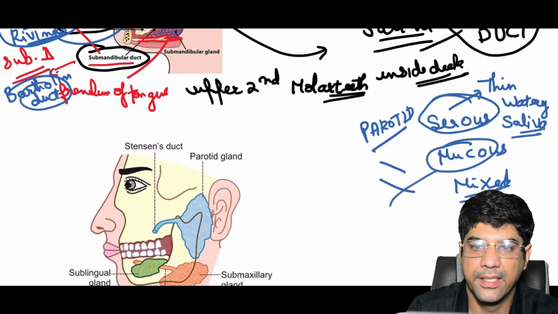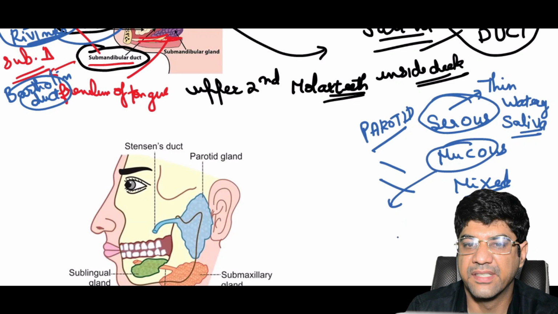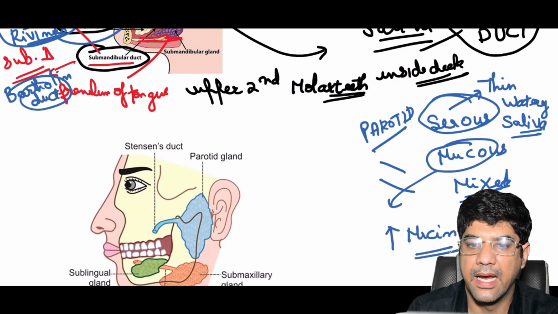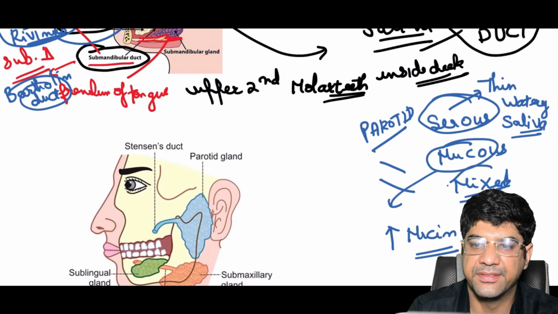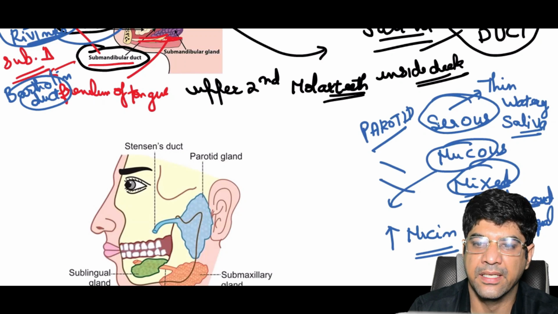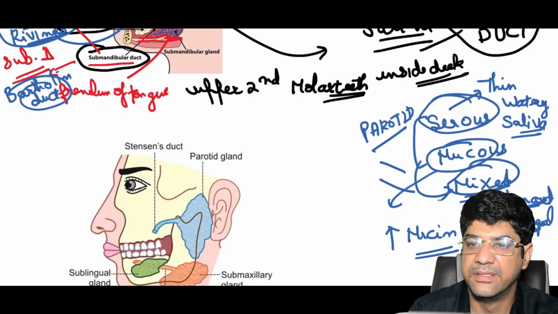The mucous glands secrete thick viscous saliva with high mucin. And mixed glands, like the submandibular and sublingual, have both serous and mucous cells.